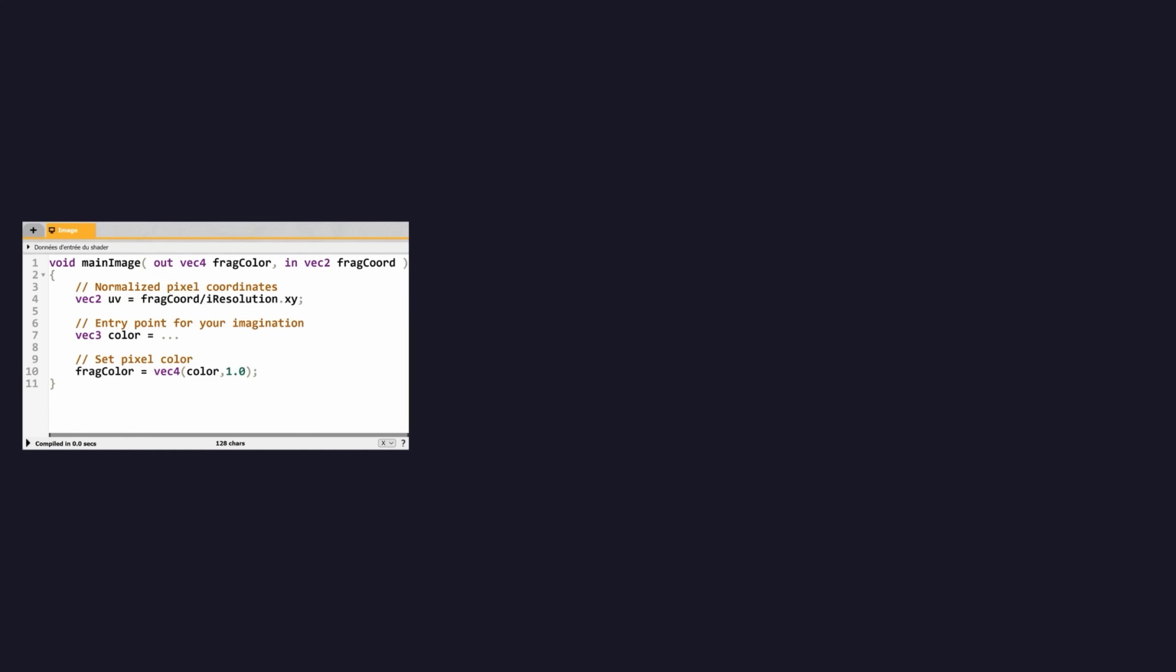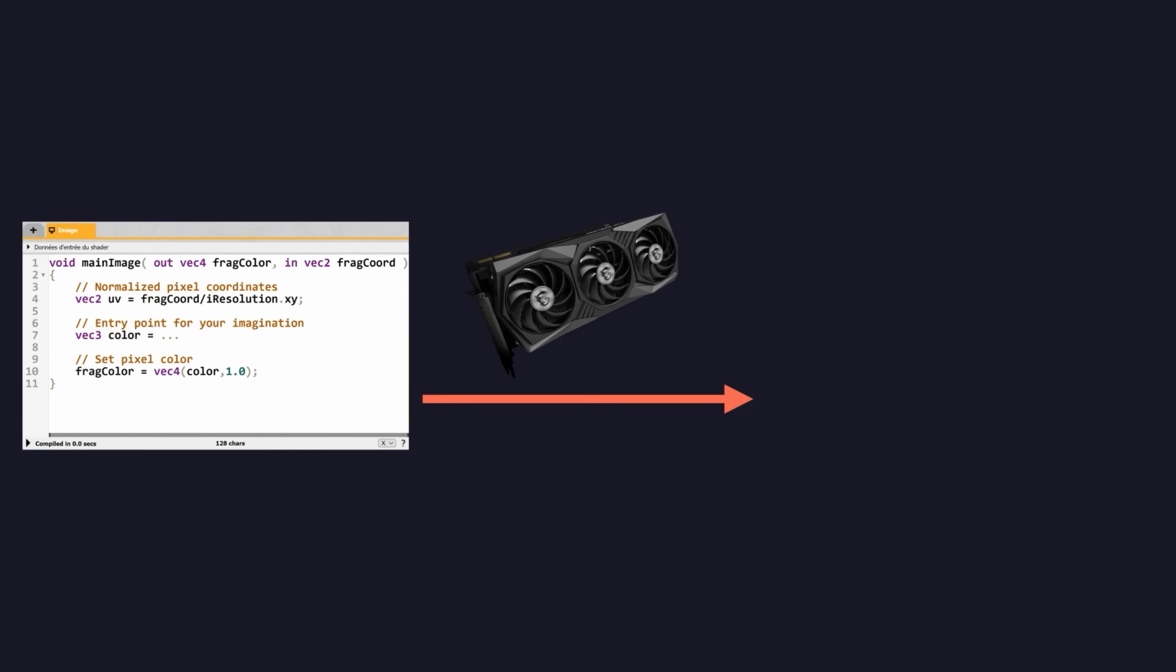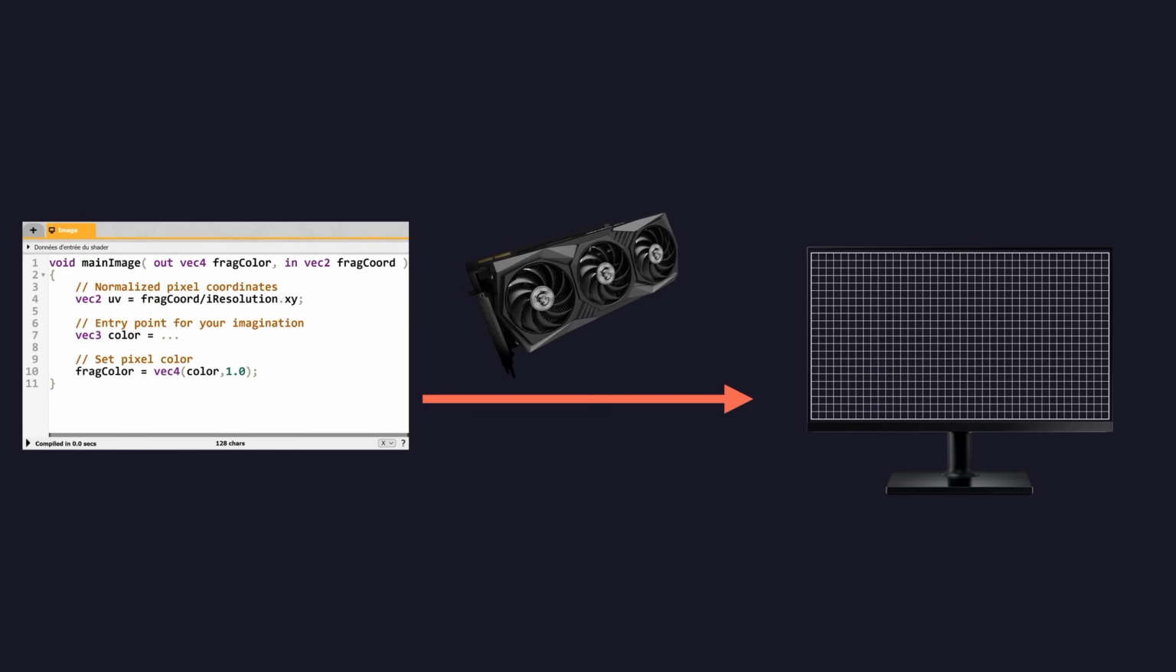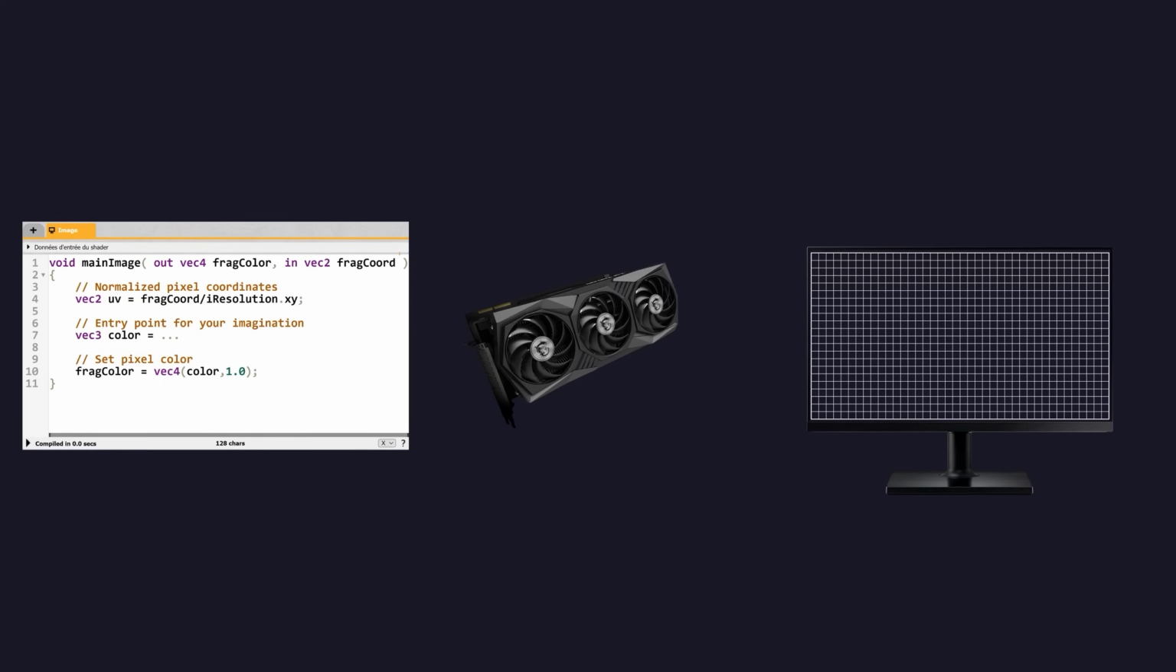In essence, shaders are small programs that run on your graphics card and are responsible for calculating the color of each pixel on a canvas. Shaders work by taking inputs, such as the position of the current pixel, and using them to calculate a single final color using the OpenGL shading language, or GLSL in short.